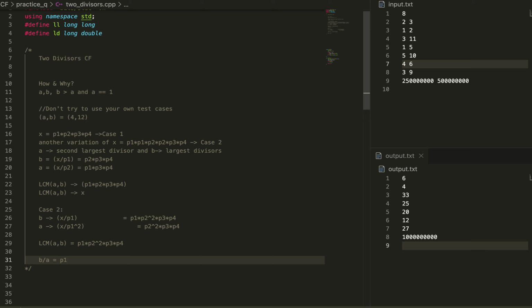Now what we can actually do is, we know that p1 is b divided by a, or we can say that b is a times p1. b equals a times p1. We know this for sure. Now if you can see, how are we actually going to get x? Now in this x, you can see we have p1 square and we have p2 square and p3 and p4.